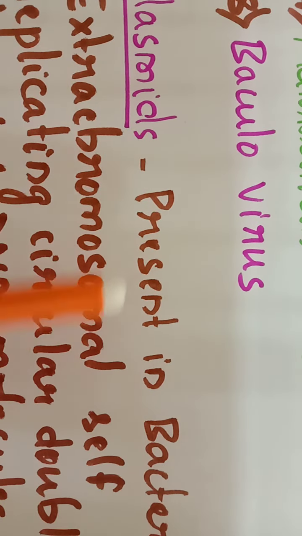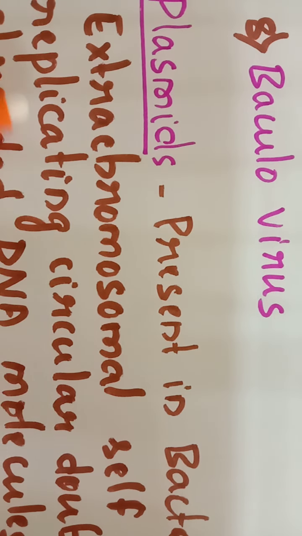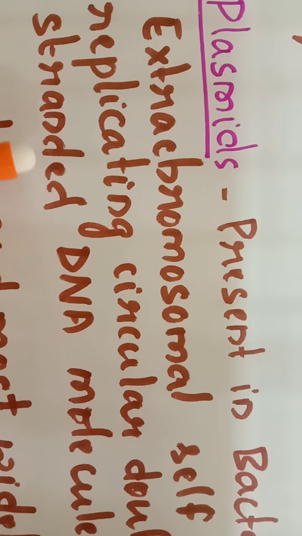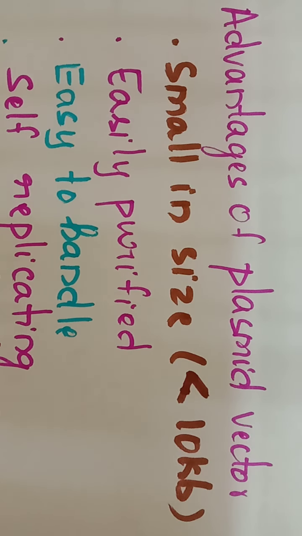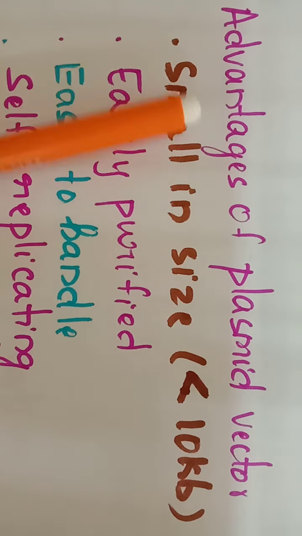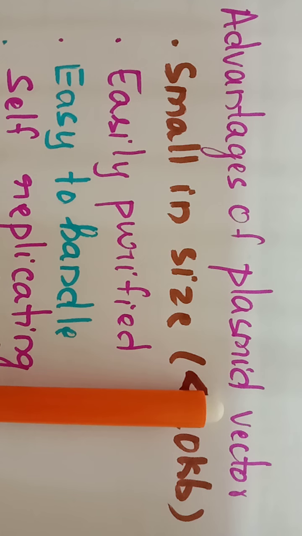Plasmids are basically present in bacteria, and they are defined as extrachromosomal self-replicating circular double-stranded DNA molecules, which give special function to bacteria. Plasmid is the simplest and most widely used vector. Coming to the advantages of using the plasmid as a cloning vector: what are the components a plasmid has so that it can be used as an ideal vector?